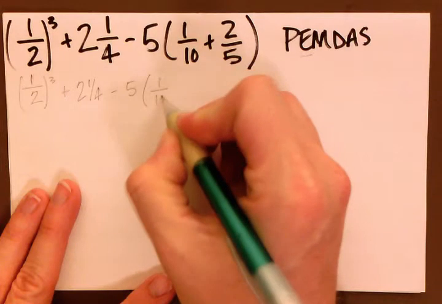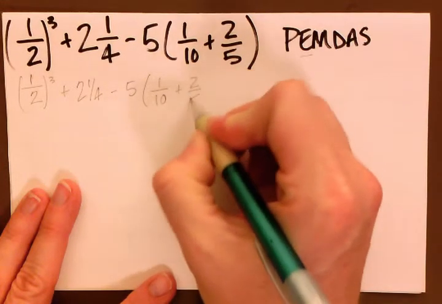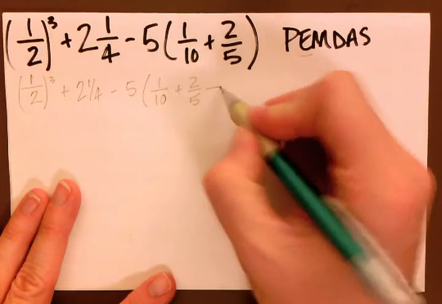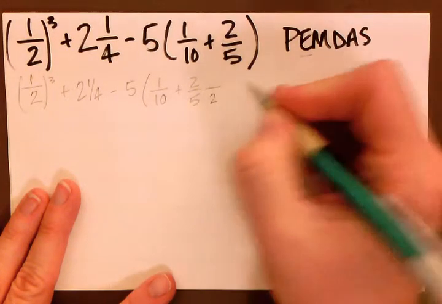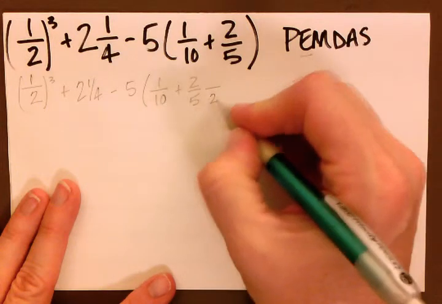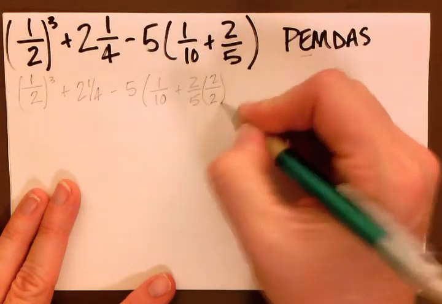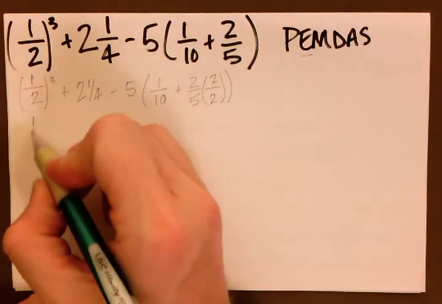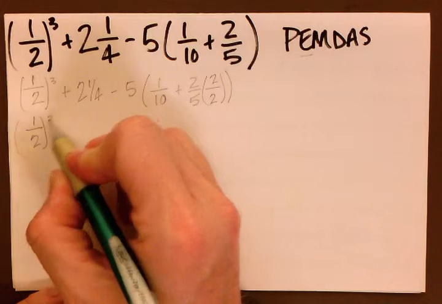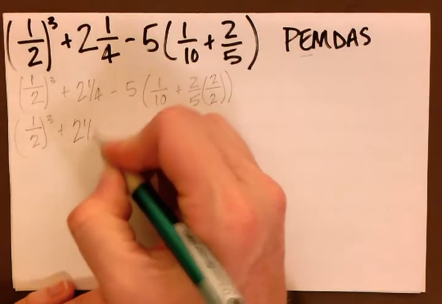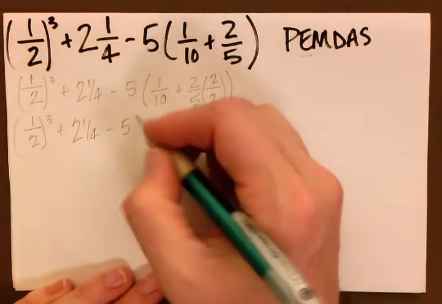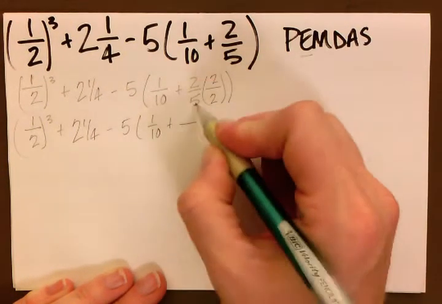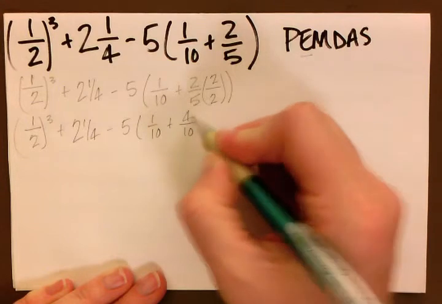So we're going to leave 1/10 the way it is, and 2/5. In order to get a common denominator, we need to multiply the denominator by 2. But whatever we do to the denominator, we must do to the numerator. So we're going to go ahead and multiply 2/5 by 2/2. That leaves us with 1/2 cubed plus 2 1/4 minus 5. Now we have 1/10 plus, 2 times 2 is 4, and 5 times 2 is 10.